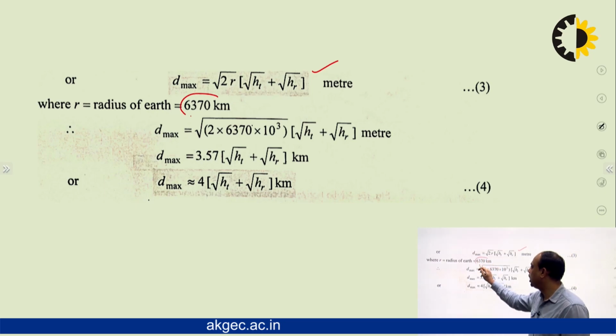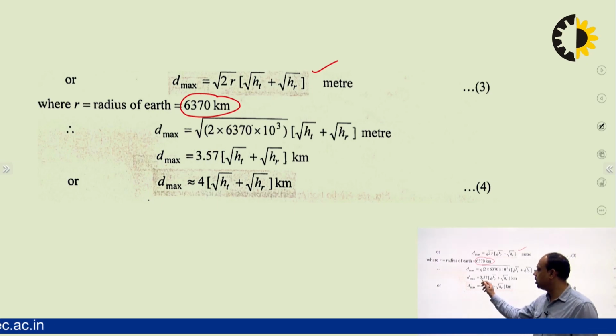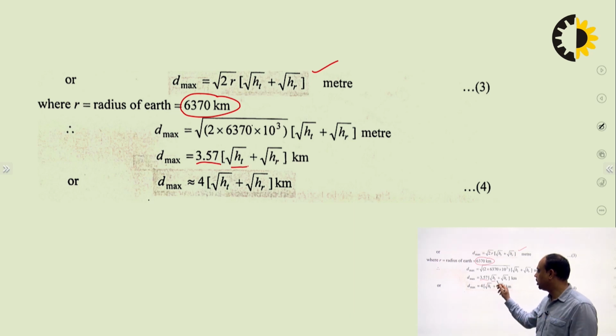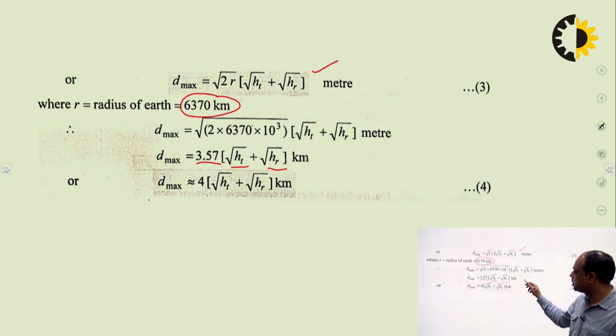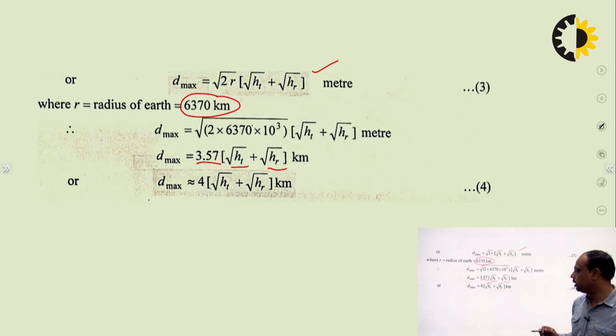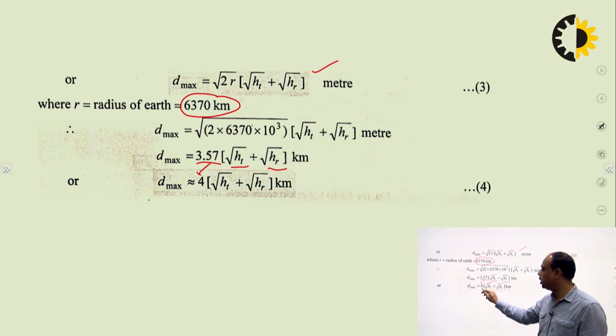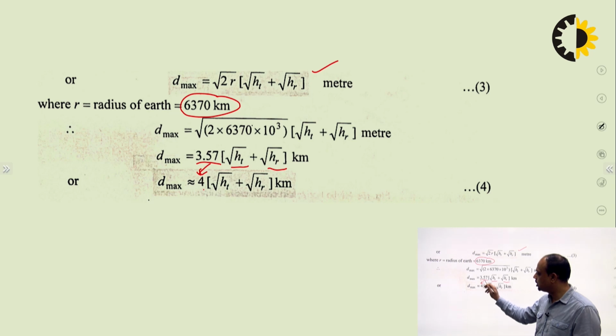then we put in the value of R, the radius of the earth, 6,370, and on calculating we find D is equal to 3.57 times the square root of the height of the transmitting antenna plus the square root of the height of the receiving antenna. This is the maximum distance at which a transmitting and receiving antenna can be apart using the radio horizon, and it can be approximated to 4 because there is a variation in temperature and in the day-night merging of the layer. We can approximate this value up to 4.